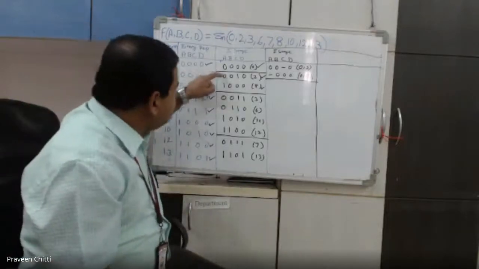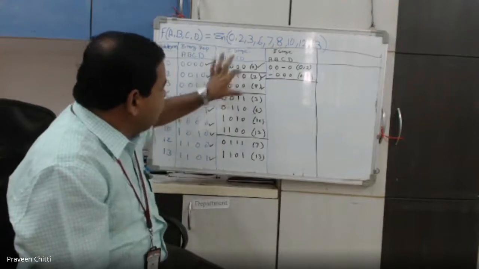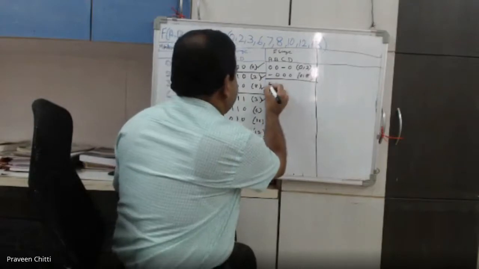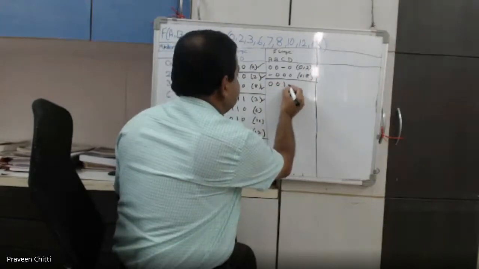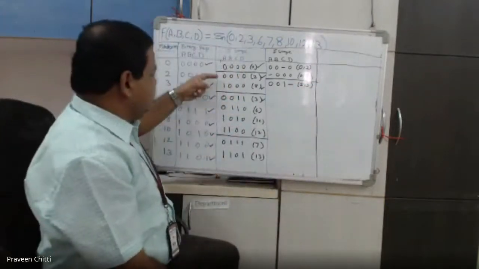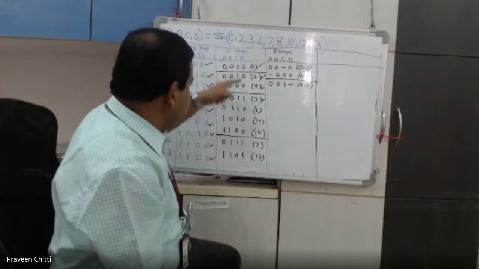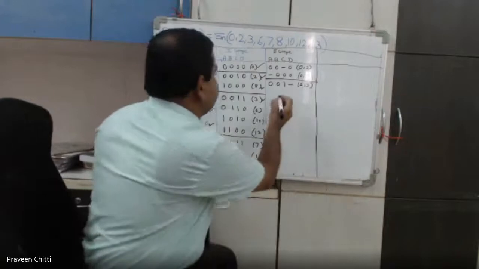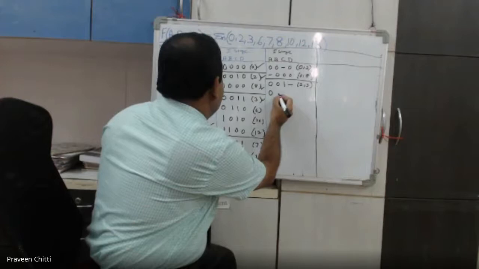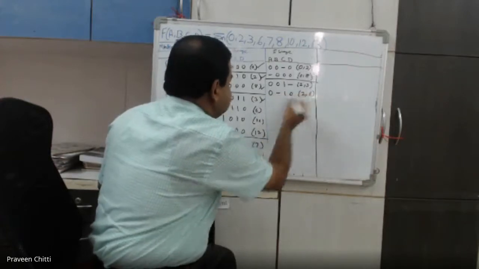Next, can I combine 2 and 3? You can see here 0, 0, 1, 0 and 0, 0, 1, 1. Only one bit is changing. So 2 and 3 can be combined, and I can write this as 0, 0, 1, dash, 2, comma 3. Then check whether 2 and 6 can be combined, 0, 0, 1, 0 and 0, 1, 1, 0. 2 and 6 also can be combined, and I can write this as 0, dash, 1, 0. So 2 and 6 is also combined.